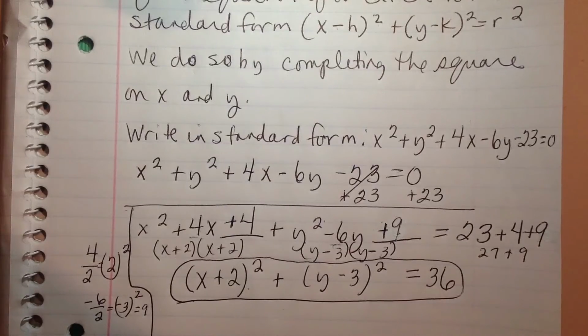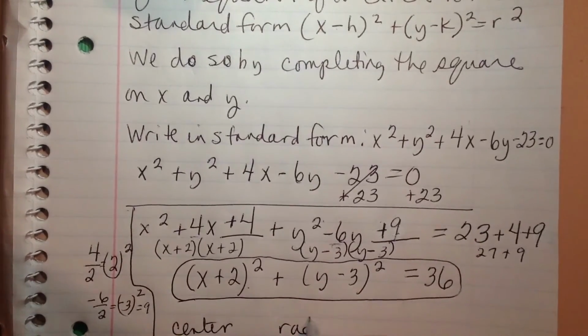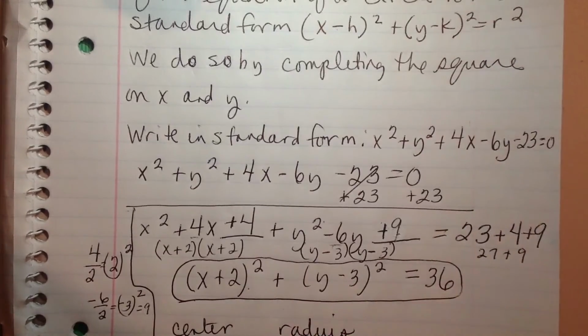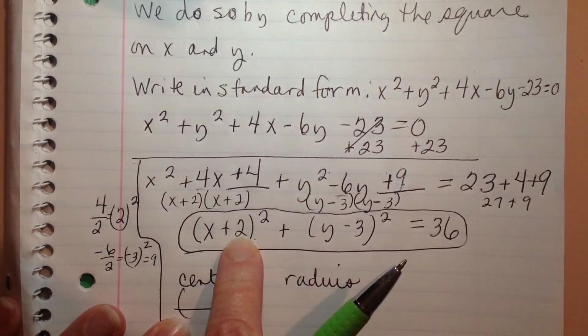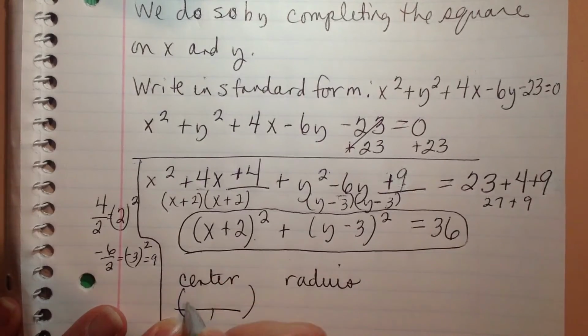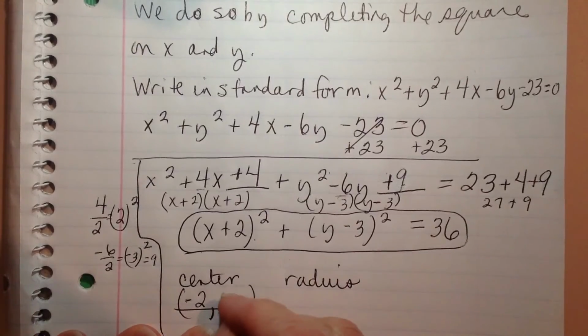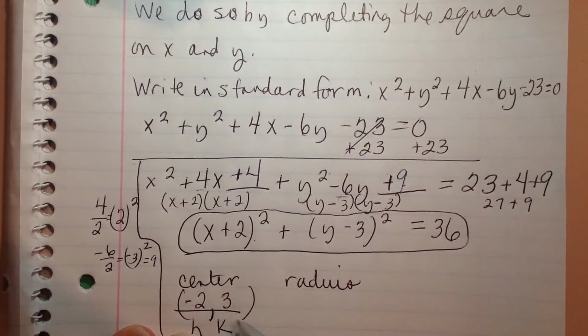Okay? So from this form, I can find my center. I could find my radius. All right, from this standard form, my center would be, if it's positive 2 in the equation, it was really negative 2 to begin with. If it's negative 3 in the equation, it was really positive 3 to begin with. This is your h and your k.